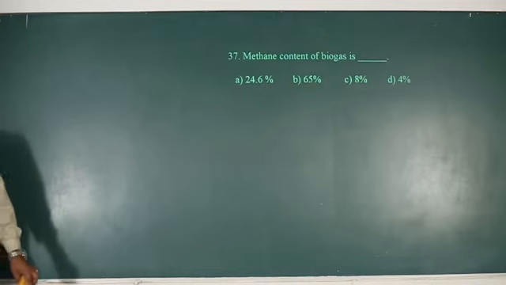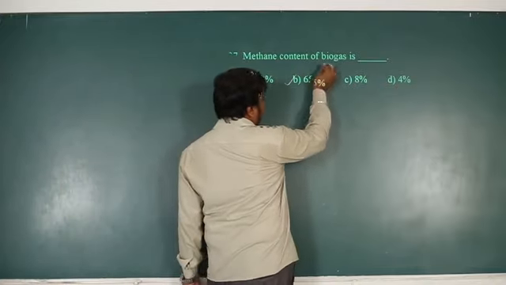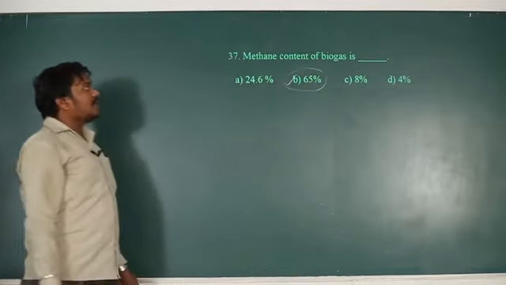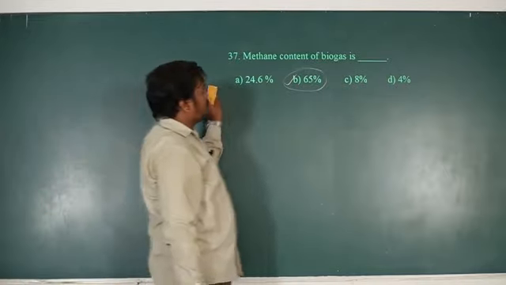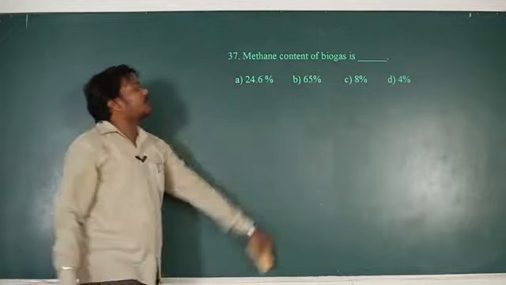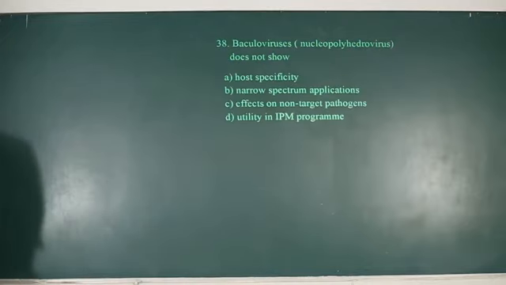So here the next question, methane content of biogas. It is a direct question: 65%. Along with that, it also has hydrogen sulfide as well as carbon dioxide. So biogas has 65% methane in it. Okay, next question number 38.